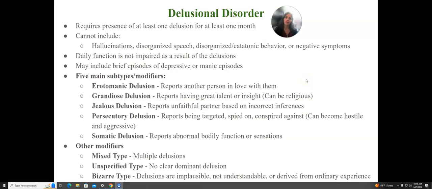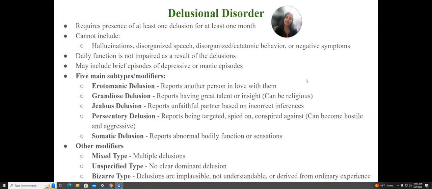So another related disorder is delusional disorder, where you don't have the other clinical symptoms associated with schizophrenia, like the hallucinations or the disorganized speech or thoughts or the catatonic behavior. But this is related purely to the delusional thinking. And the delusional thinking is interfering with your ability to just live your everyday life. Sometimes it can coincide with some depression or mania states.